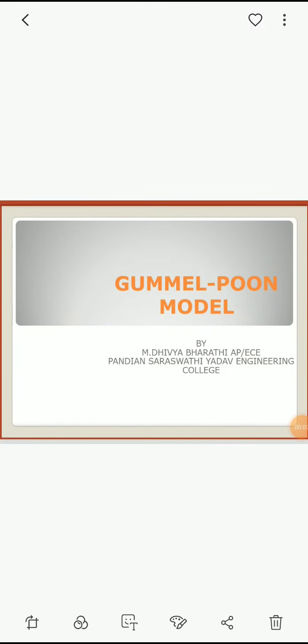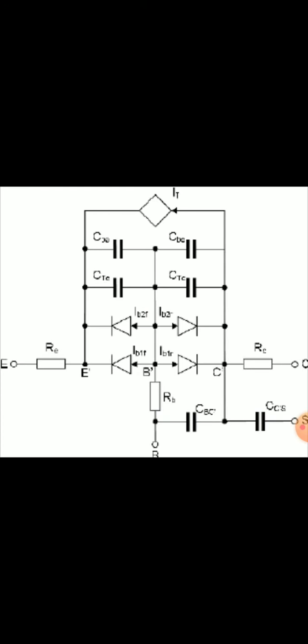So students, today we are going to see about the topic Gummel-Poon model in the base bipolar junction transistor. What is Gummel-Poon model? The Gummel-Poon model is a model of the bipolar junction transistor. Why are we using this? It is used to describe the basic operation of the transistor as well as to describe non-ideal effects. It's mainly for the non-ideal effects.